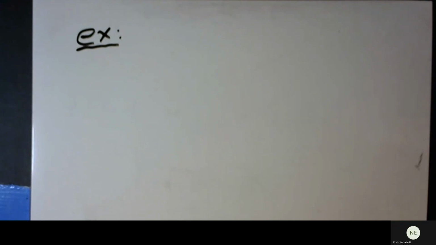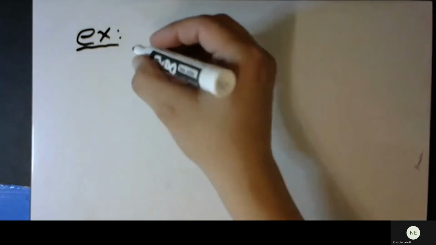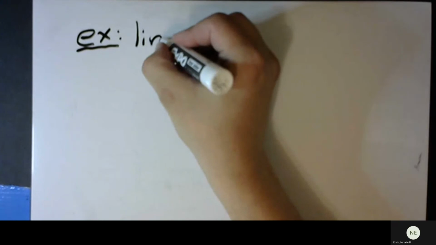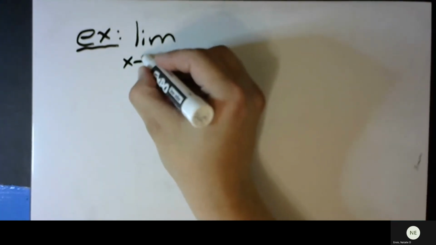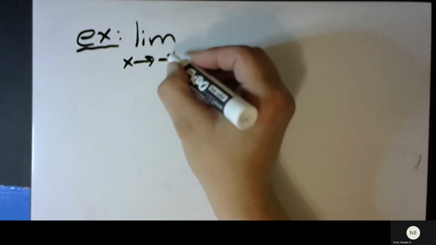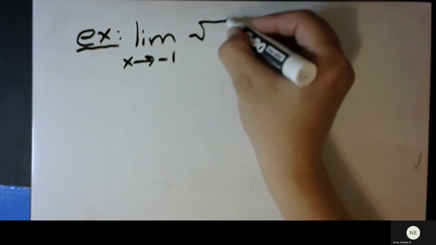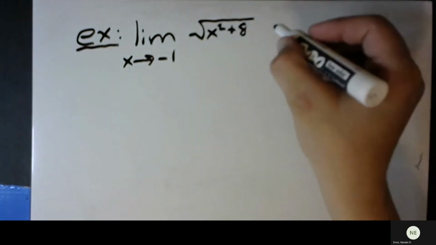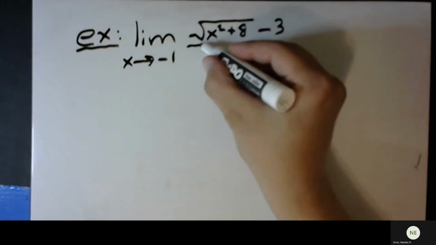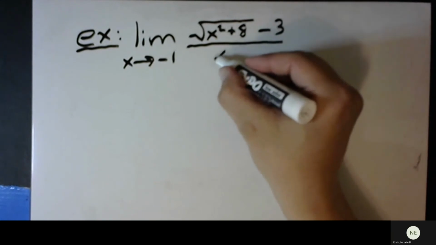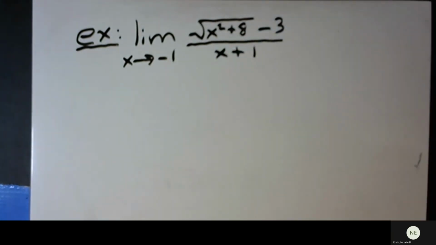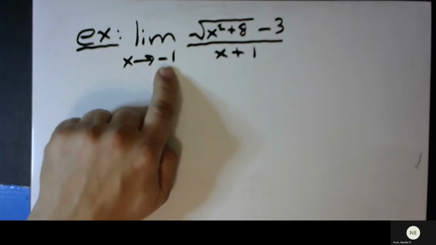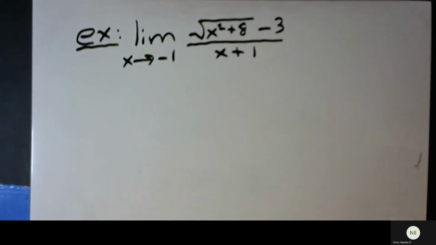So let's see here. Let's say we do... we have this one like this. Now, once again, if we substitute -1 in here, we're going to get division by 0. So a technique we can do, we can rationalize.